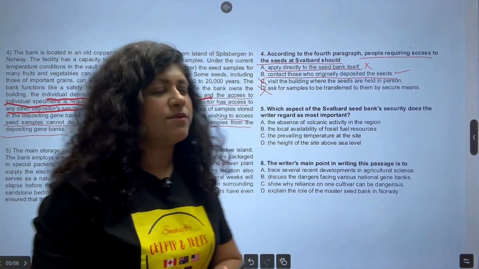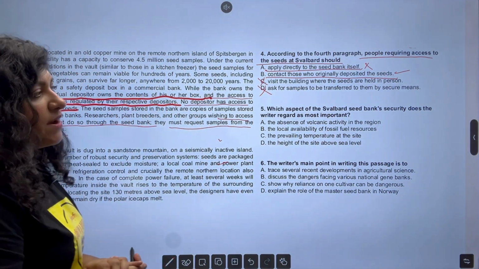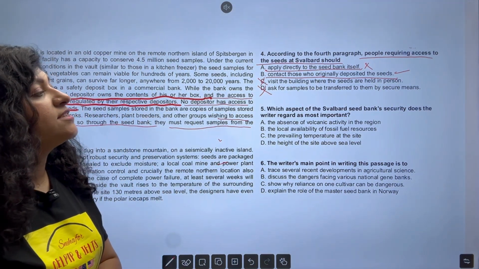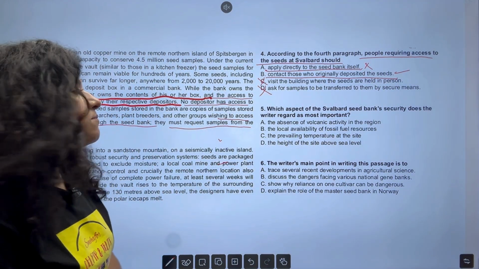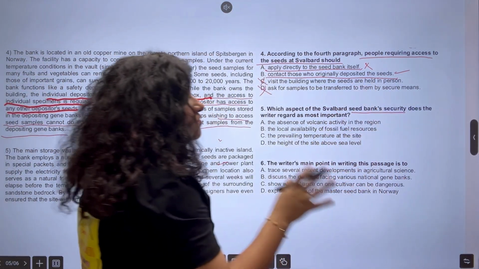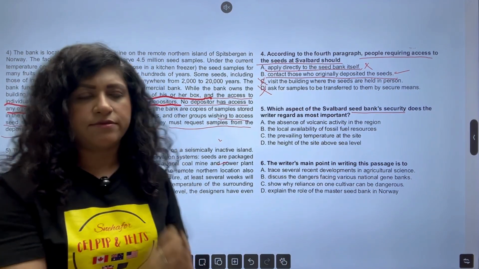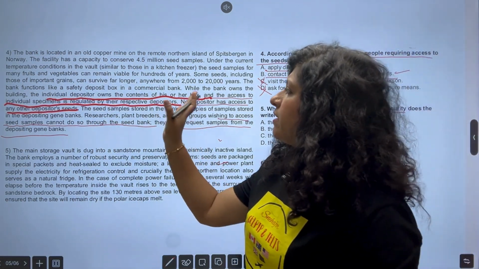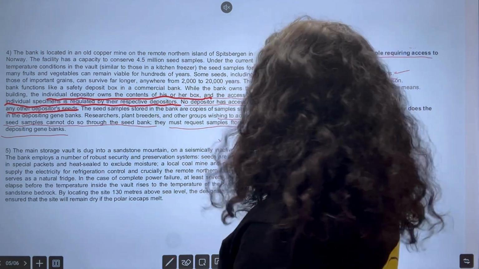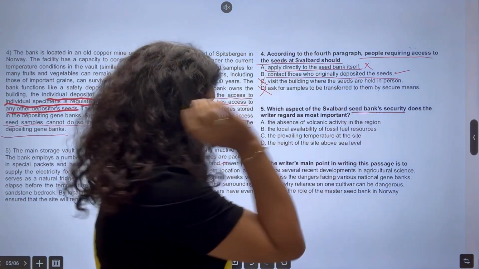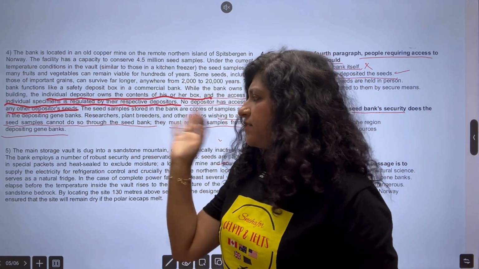Now we come to question number 5. Which aspect of Svalbard seed bank security does the writer regard as most important? That means, what is that thing related to seed bank security which is the most important according to the writer? So, nothing related to security was there in para 4. We just saw that my keyword here is security. In para 4, there was nothing related to it.